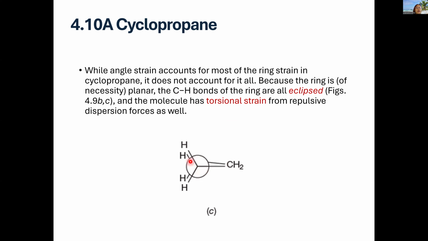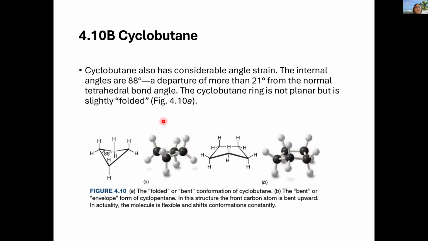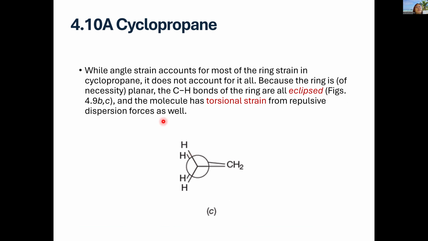Even if you wanted this hydrogen to go to the side, your carbon here is forced so it cannot rotate, carbon hydrogen. So the rotation is restricted. So aside from the angle strain, there is also torsional strain from repulsive dispersion forces. Okay, so it's actually less stable.